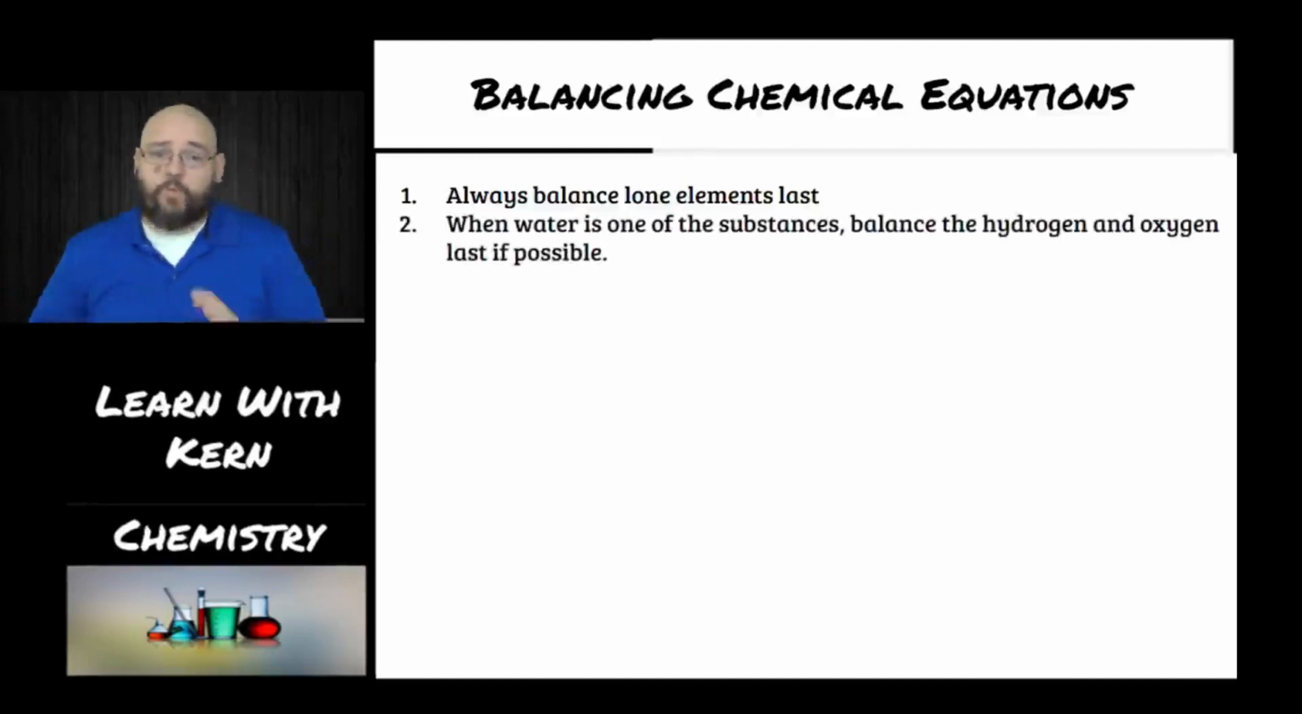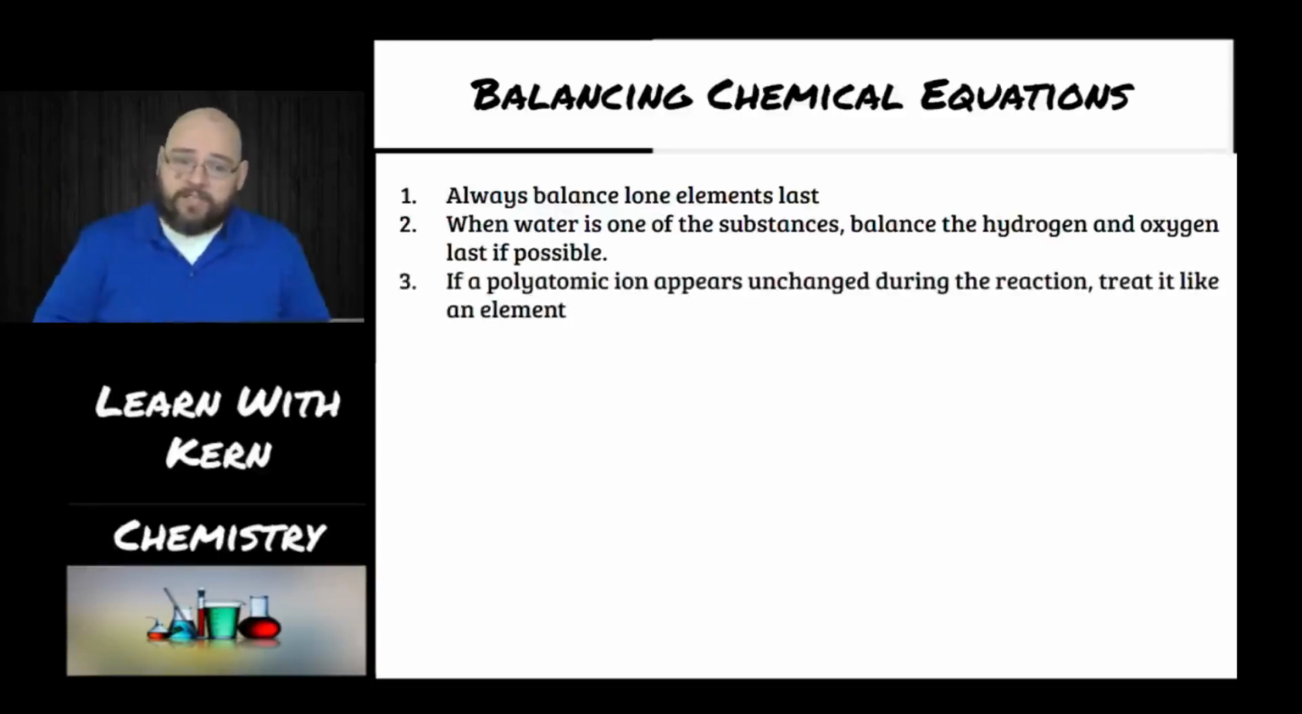Another helpful hint is when water is one of your substances, balance hydrogen and oxygen last if possible, because water, H2O, is always going to affect all the other things. So you balance everything else first and then go back and balance your hydrogens and oxygens. Because if you balance everything else first, sometimes all you have to do to balance your hydrogen and oxygen is change the coefficient of water. So when water is part of your reaction, try and balance everything other than the hydrogen and oxygen first.